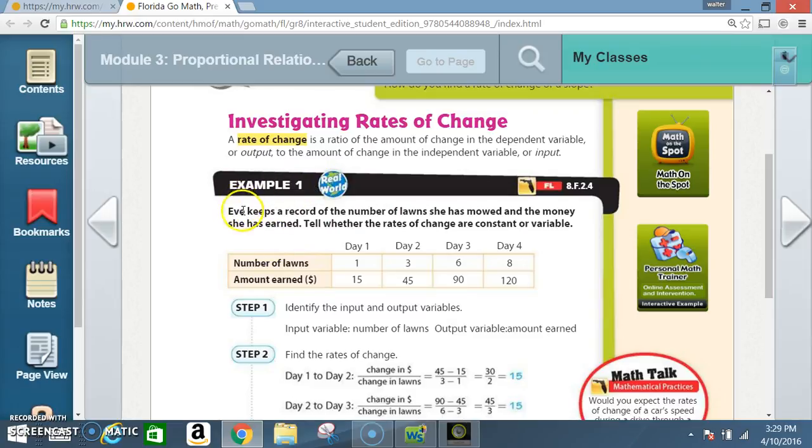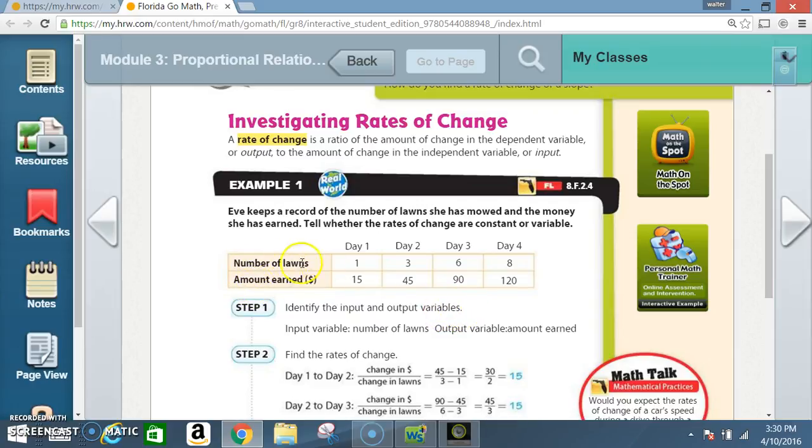Example 1. Eva keeps a record of the number of lawns she has mowed and the money she has earned. Tell whether the rates of change are constant or variable. Here's Eva's record kept in a table: number of lawns and amount earned for day 1, day 2, day 3, and day 4. Step 1. Identify the input and output variables.